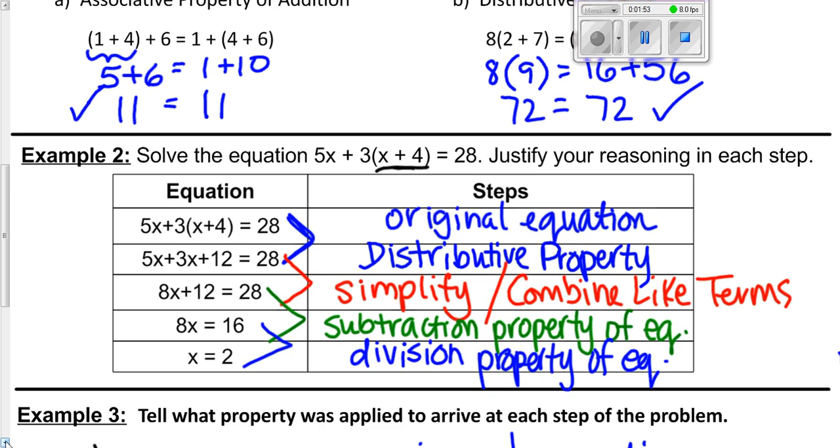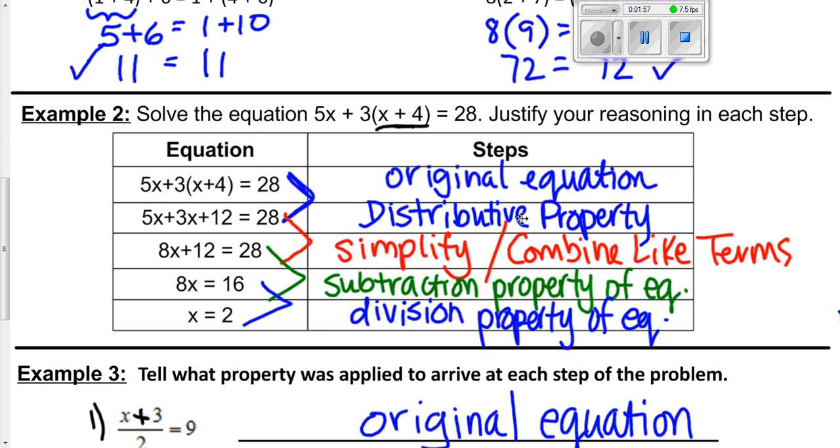Solve each equation. Justify your reason in each step. Make sure when we do this, in the first blank on your steps, when you're writing your properties, you write original equation. Alright, and then you show going down, show whatever step you did to get to this step. Alright, so my first step, obviously they distributed 3 times x, 3 times 4, and got 3x plus 12.